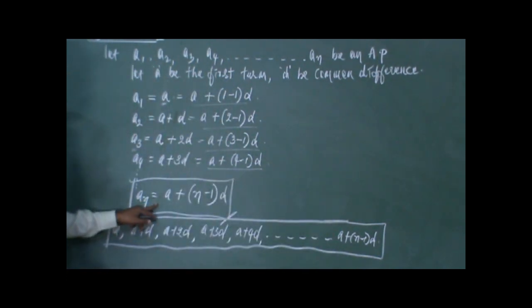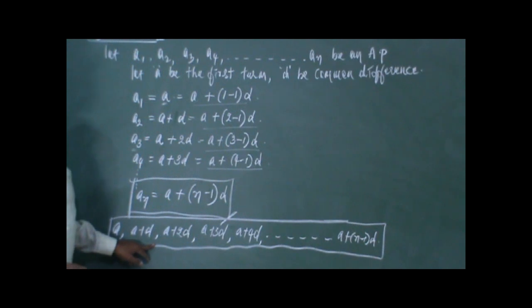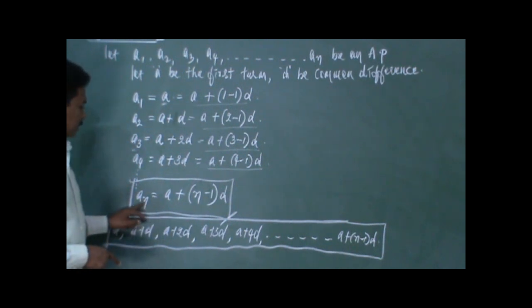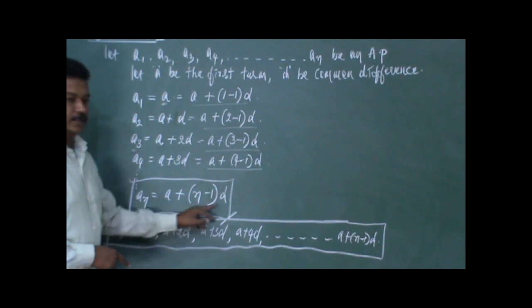This is the general term of an AP, and this is the general form of an AP. So this will be asked for 1 mark: write the nth term of an AP, or write the formula to find the nth term of an AP. So I have to write this: an is equal to a plus n minus 1 into d.